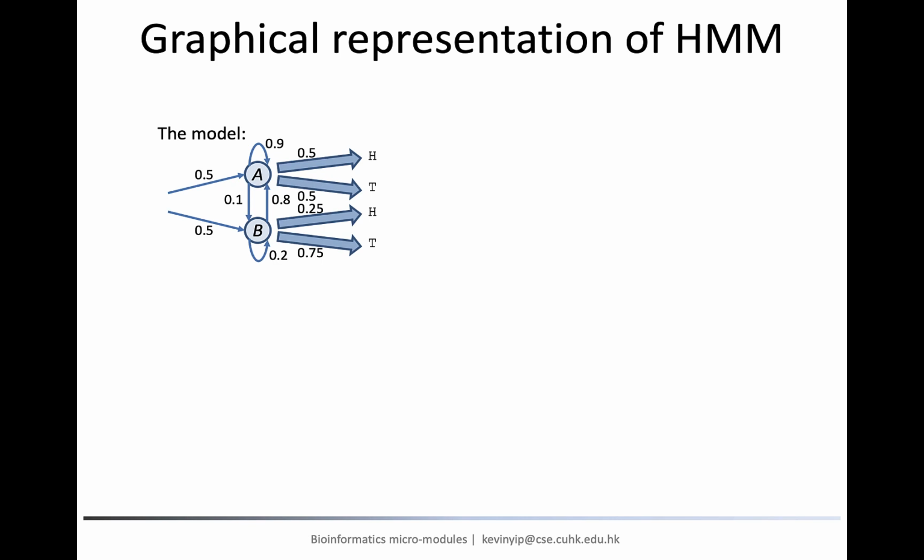First, let's recap some basic concepts related to hidden Markov models. In a hidden Markov model, we have a number of hidden states, such as state A and state B in our example shown here. Each state has a corresponding initial probability, which is the probability that it is the first state in a sequence.